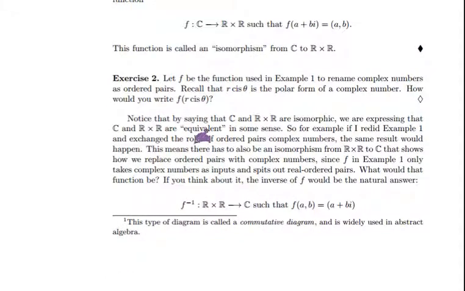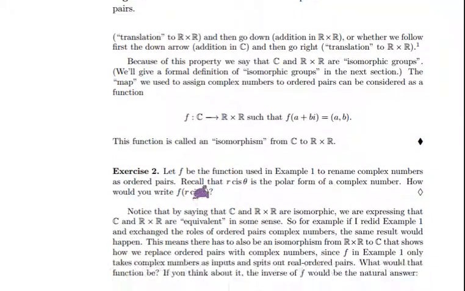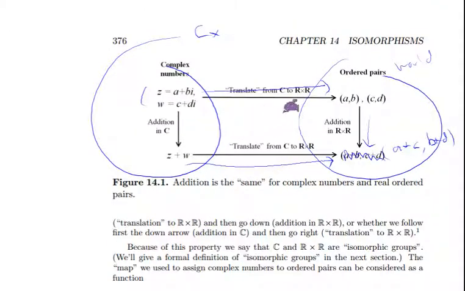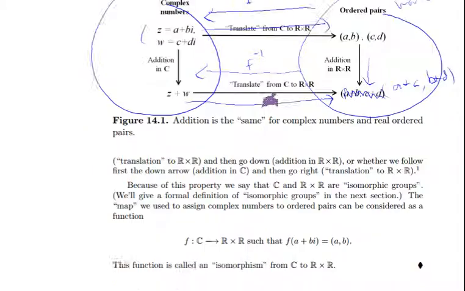Now we could run this diagram backwards also. In fact, you could change the arrows backwards here. That's F inverse, and F inverse here. So you could do the same thing. You could have two pairs and add the pairs and then translate back to a complex number, or you could translate the pairs individually to complex numbers and then add the complex numbers. So there's an equivalence between the two sides.